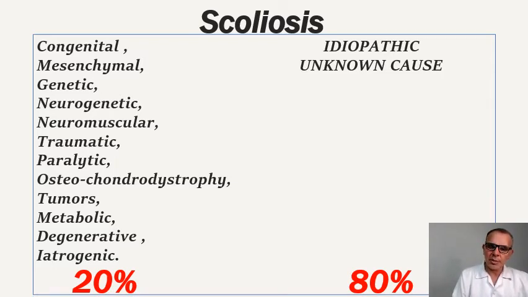That's the structural scoliosis. Of course, it could be due to several different items or different diseases or different causes. The main causes, the majority of the real ones, are congenital, mesenchymal, genetic, neurogenetic, neuromuscular. I want to put epigenetic here in this particular classification, which is the environment controlling the genetic presentation. Traumatic, paralytic, osteochondrodystrophy. It could be tumors, metabolic, degenerative, iatrogenic, post-surgical, and iatrogenic for different reasons, maybe bone softening chemicals or drugs and stuff like that.